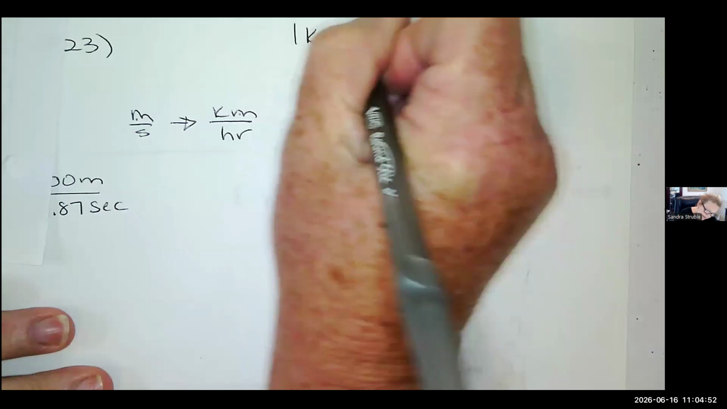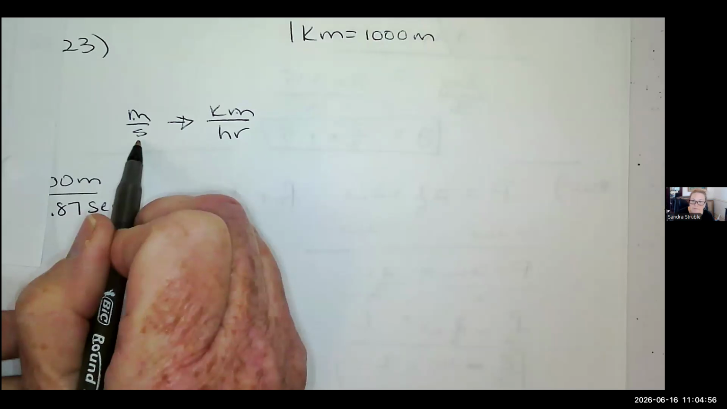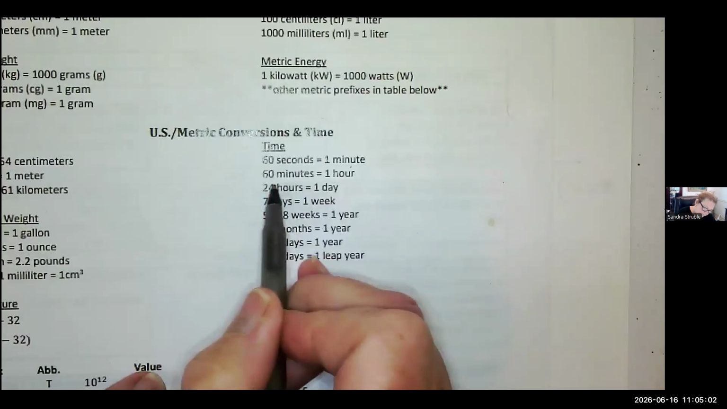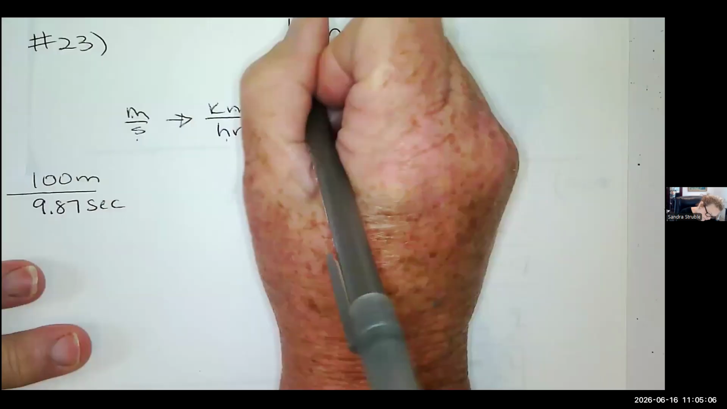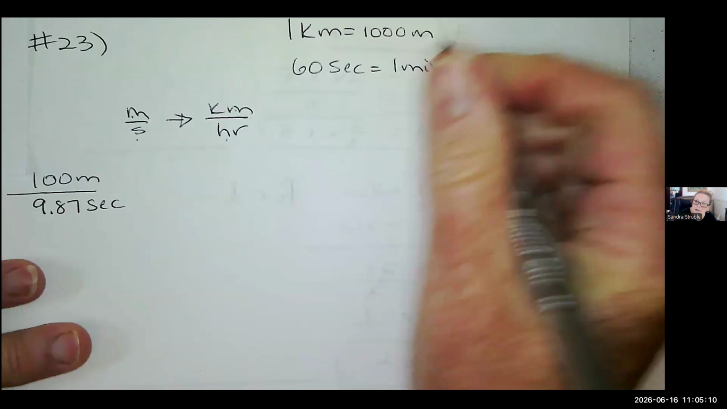And then we need to figure out how to get from seconds to hours, and that is your time. 60 seconds is a minute, 60 minutes is an hour. That's what will get us there. Please don't use M for minutes. M is only meters.